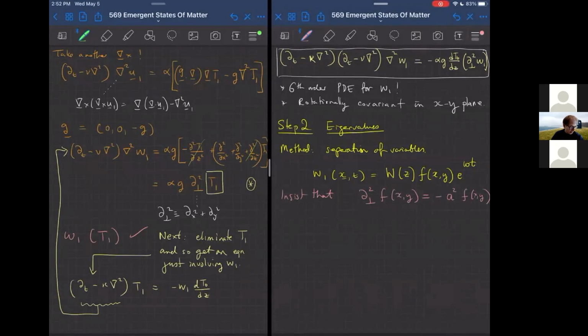Let's resume. So a is going to be some constant. Now, why do we do that? So remember that the basic idea of separation of variables is that you get some function, let's say of z, and that is equal to some function of x and y.